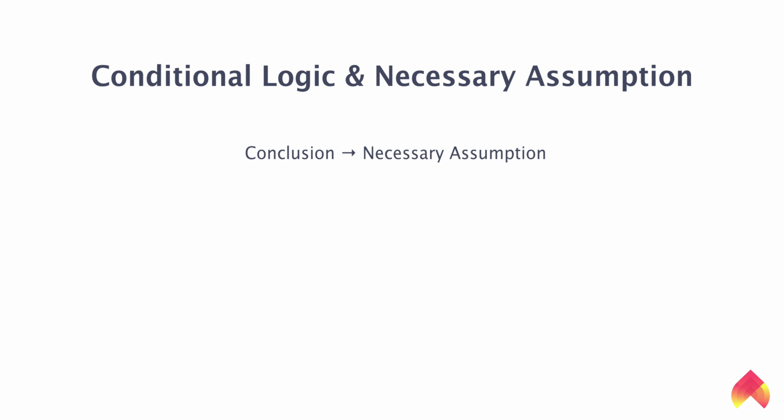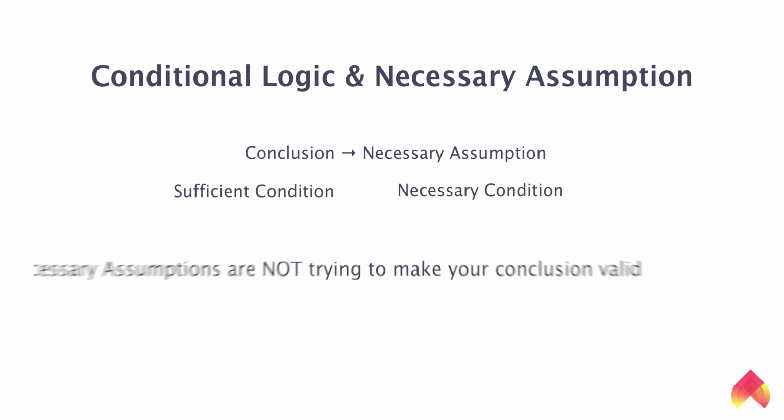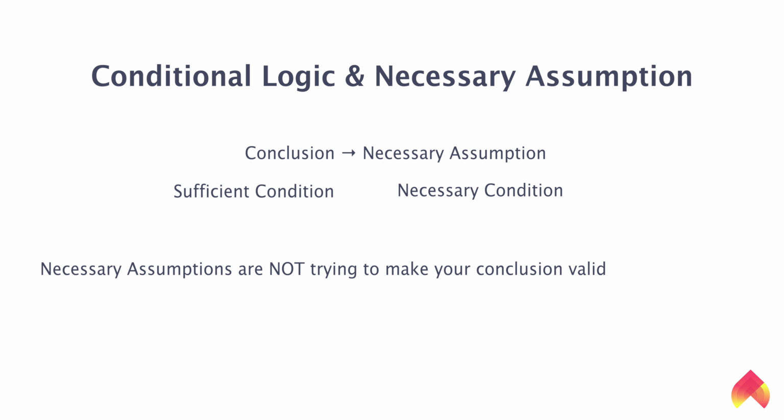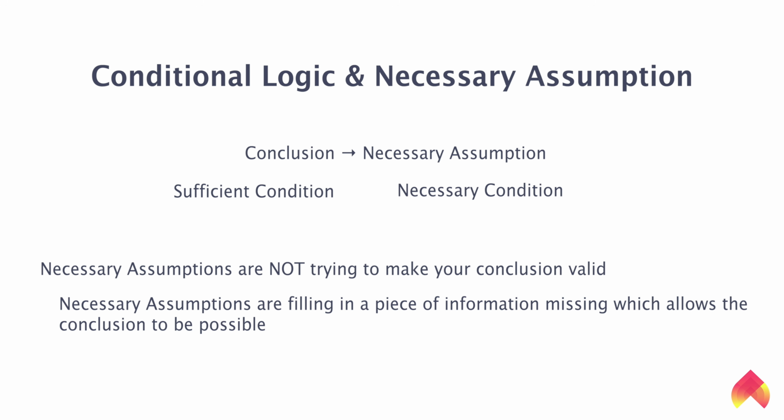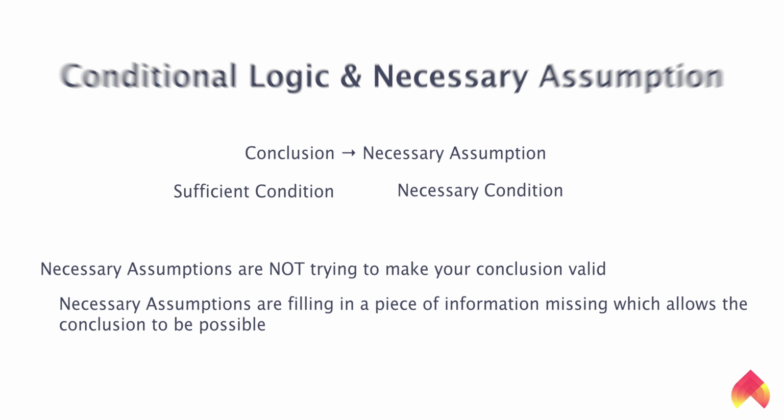So what we've got here is a classic conditional setup. We have our conclusion being our sufficient condition and our assumption the necessary condition. The placement of these here is super important because with a necessary assumption, we're actually not trying to make our conclusion 100% valid. What we are trying to do is fill in something to our argument that our conclusion needs in order to be possible.